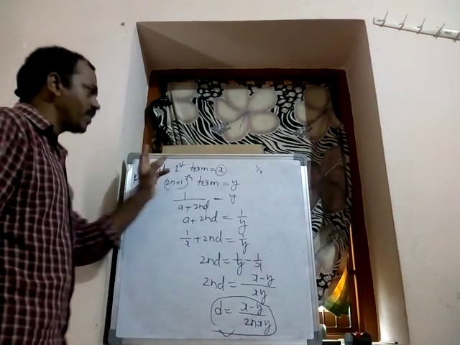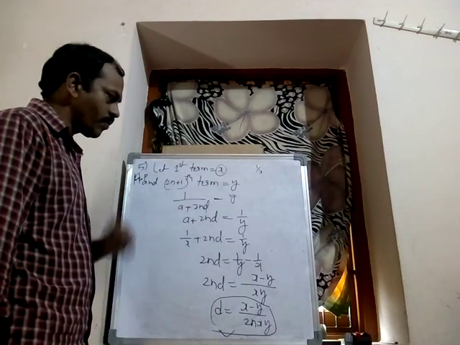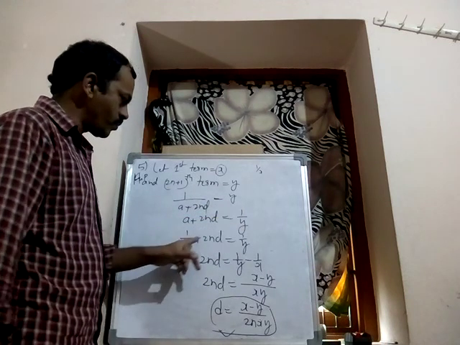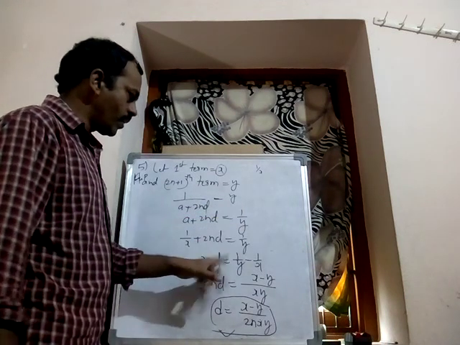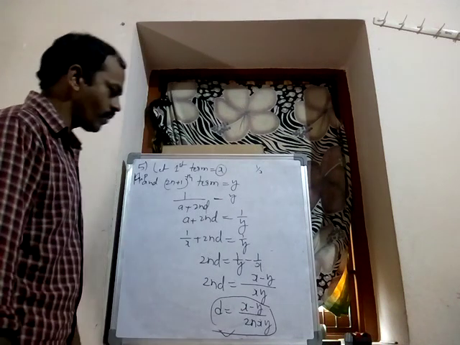In AP first term is x, in HP first term is 1 by x. So that's why in place of a, taken as 1 by x. So this is why here the reciprocal, 1 by y. 1 by x plus 2nd is equal to 1 by y. 2nd is equal to, we get the d value, d is equal to (x minus y) by 2n into xy.